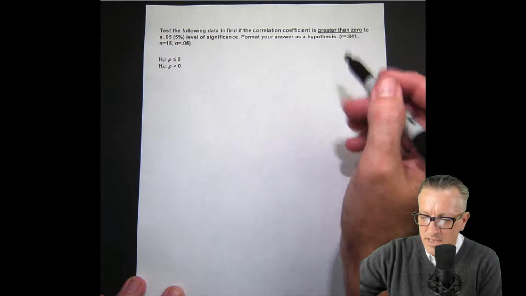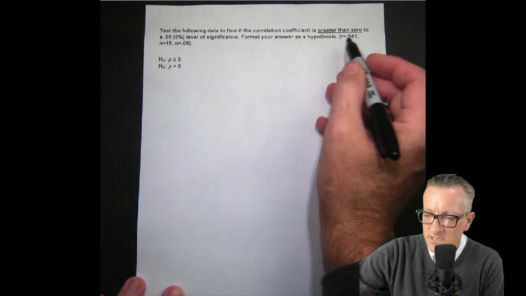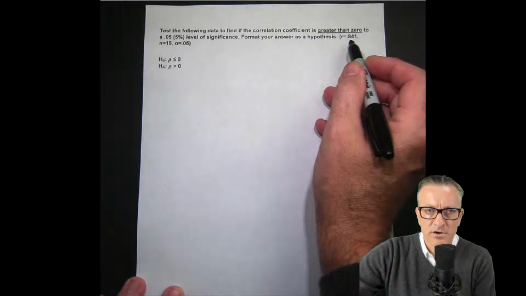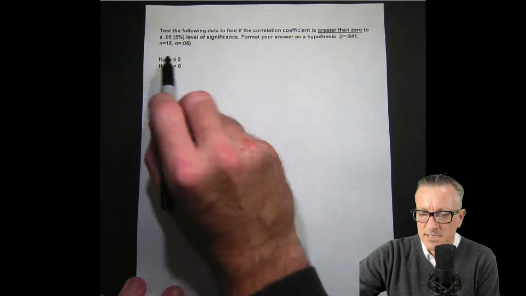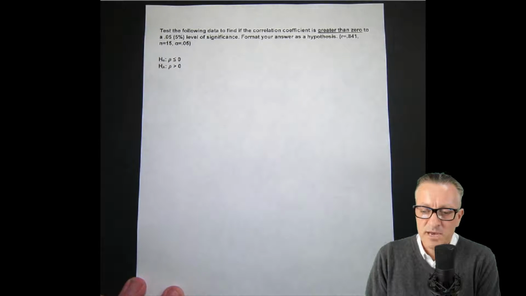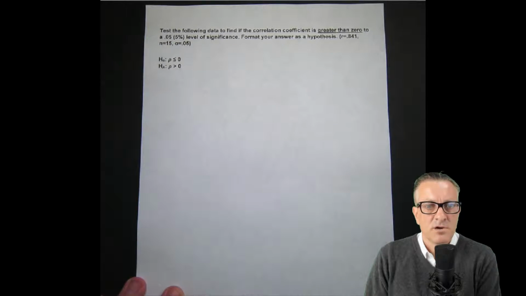So it looks obvious. Why would we be testing this? Because R is obviously greater than 0. Well, the issue is the test is also testing with respect to the sample size. So we have a small sample, so it's not just the value of R, it's also taking into consideration the sample size.